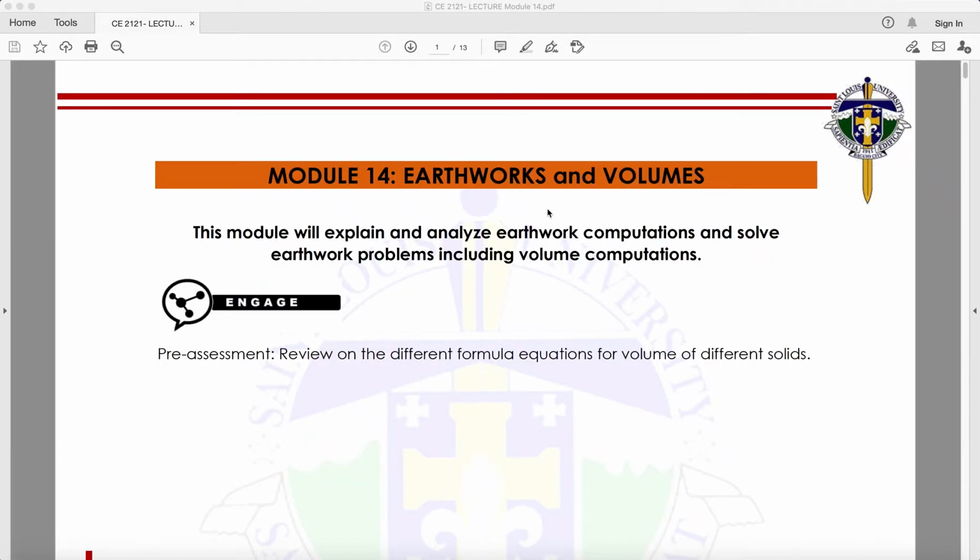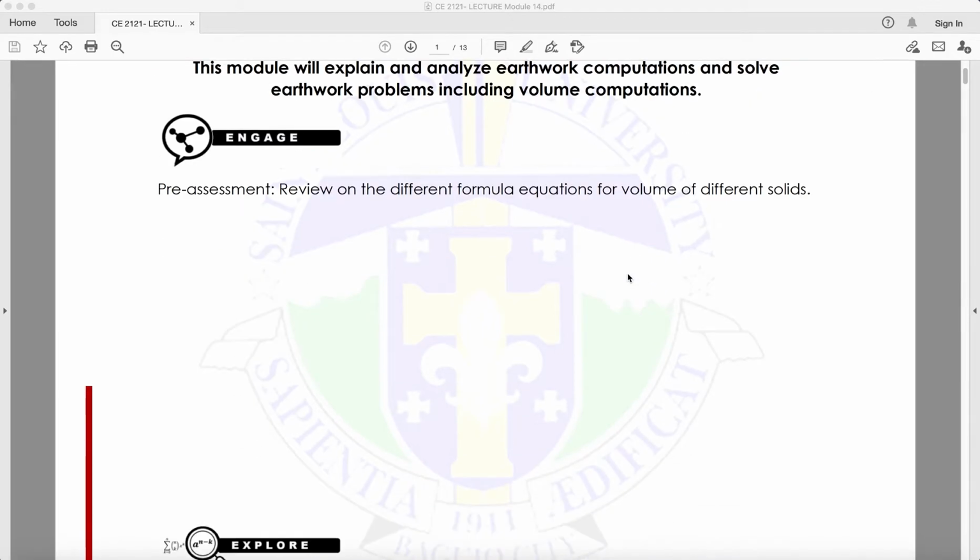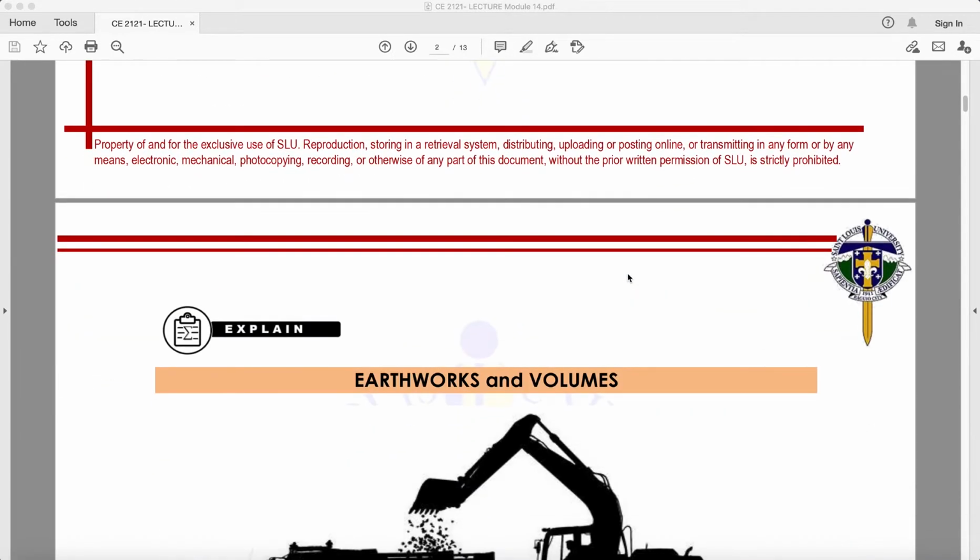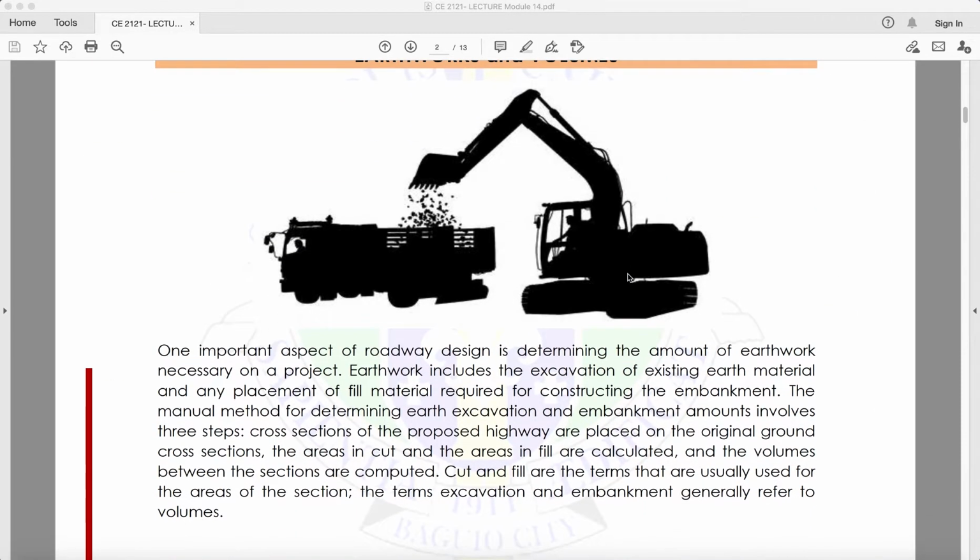For this video, we're going to discuss Module 14, Earthworks and Volumes. This module will explain and analyze earthwork computations and solve all earthwork problems, including volume computation. One important aspect of road design is determining the amount of earthwork necessary on a project. Earthwork includes the excavation of existing earth material and any placement of fill material required for constructing the embankment.